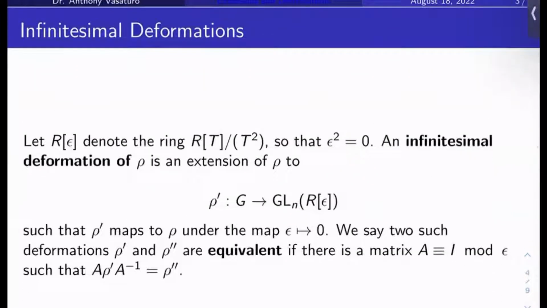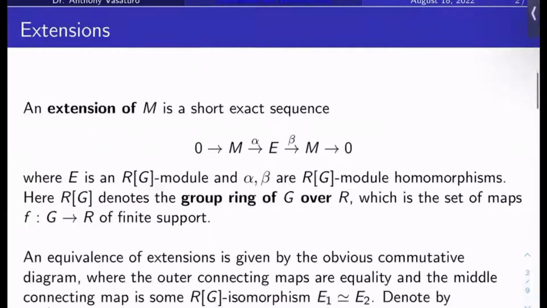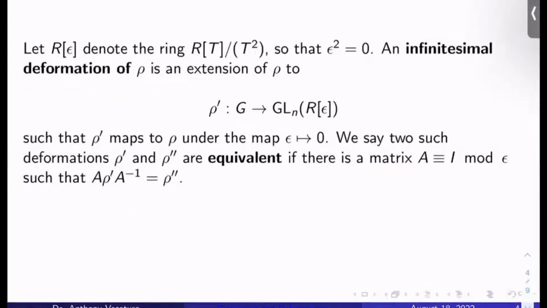Okay, so now let's shift gears and talk about infinitesimal deformations. So let R[epsilon] denote the ring R[T] mod the ideal generated by T squared, so that effectively we're attaching on this little guy epsilon here whose square is 0. An infinitesimal deformation of rho, so this rho that I have up here from G to GL_N(R), is an extension of rho to another representation, let's call it rho prime, from G to GL_N(R[epsilon]), such that rho prime maps to rho under the map epsilon maps to 0.